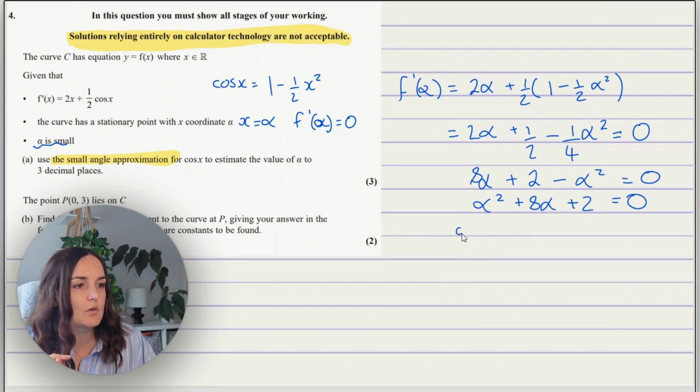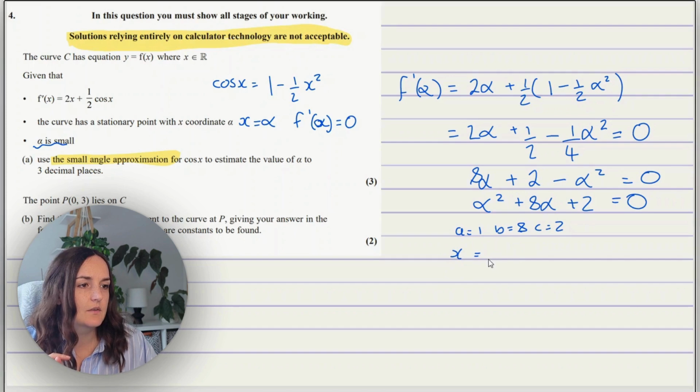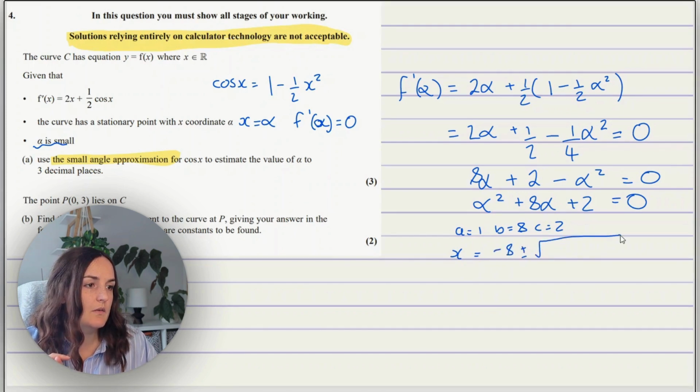But let's have a look. So this is a normal quadratic where A is 1, B is 8, and C is 2. And I know this is boring, but we're going to have to write it into the quadratic formula. So it's minus the B term plus or minus the square root of B squared.